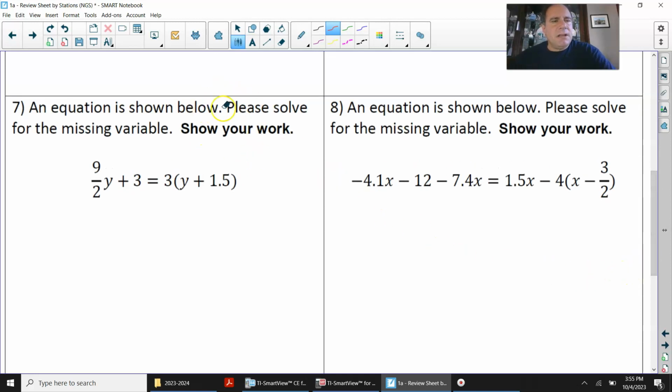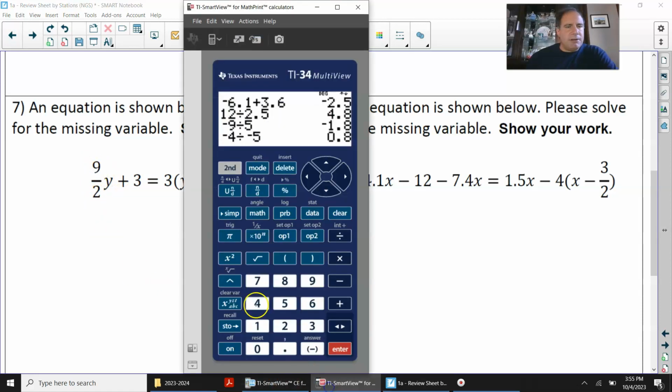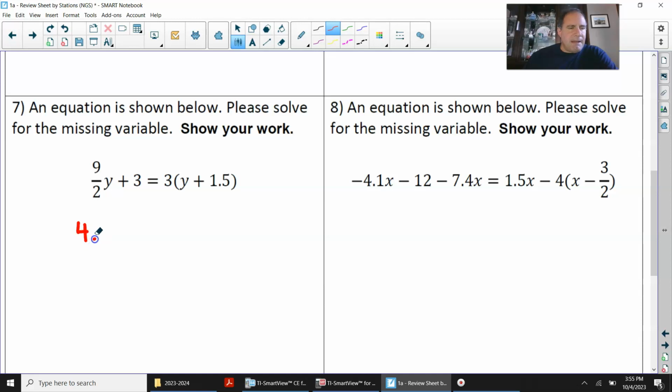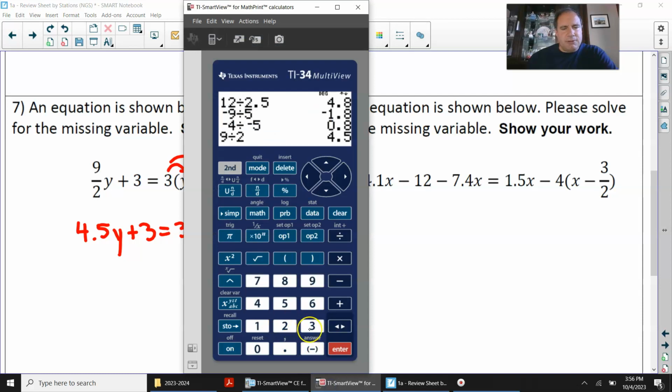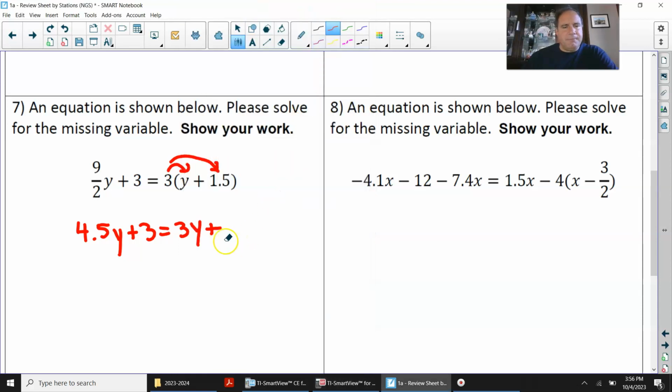So for number 7, again, please solve for the missing variable. I'm going to look at this 9 over 2, and I'm going to go ahead and say, okay, can I break that down to a decimal that looks very nice? Yes, I can. I'm going to do 9 divided by 2, and I'm going to get 4.5. And I'm going to rewrite it. And then on this side, I'm just going to do 3 times y, distributive property is 3y, and then 3 times 1.5, I'm going to get 4.5.